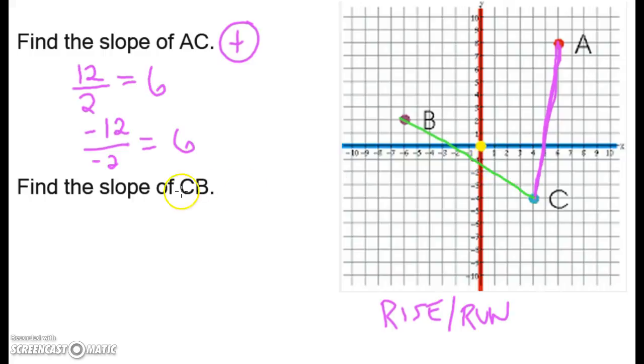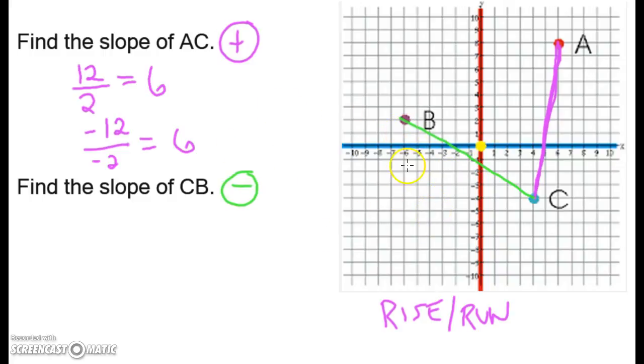It doesn't matter that they called it CB. They could have called it BC, and then they would have been going down. But either way, when you look at this from left to right, you're going down a hill, which means this slope better be negative. And if it's not negative, we know that we made a mistake.